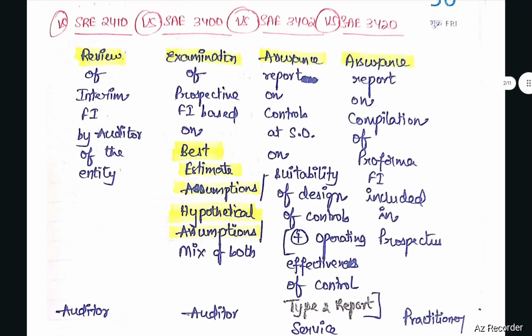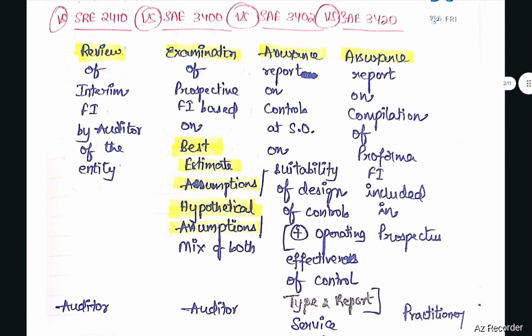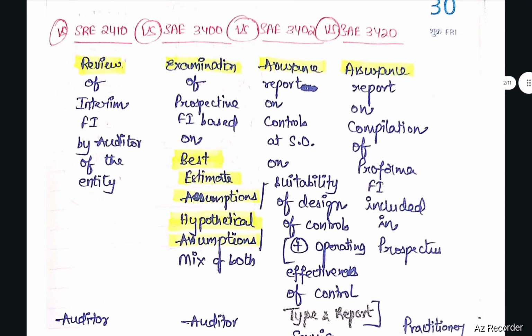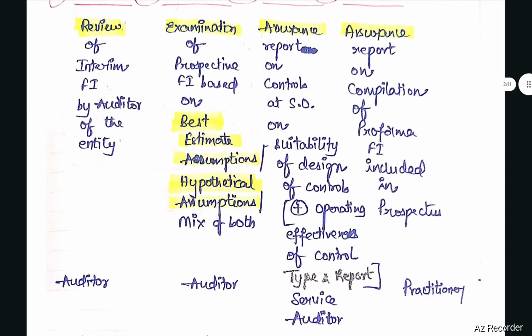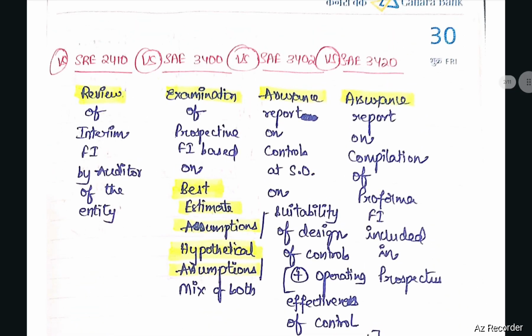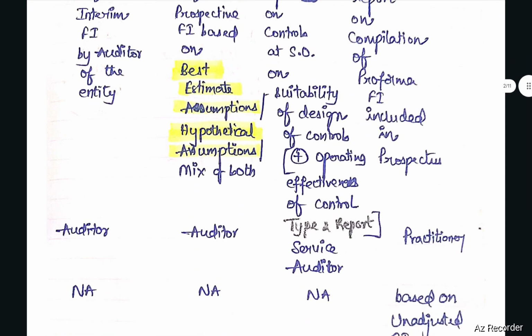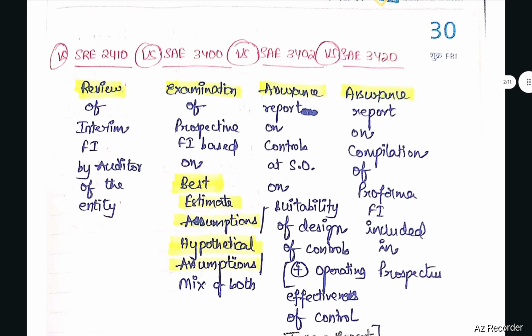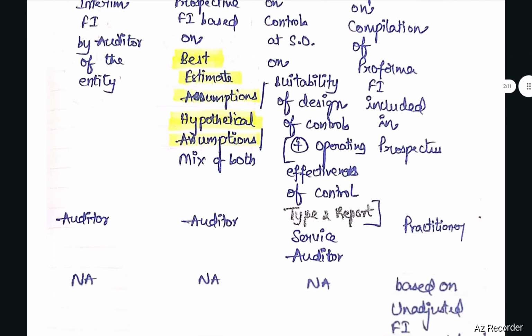Next, in case of SRE 2410, CA is referred as auditor. In case of SAE 3400, CA is referred as auditor. In case of SAE 3402, CA is referred as a service auditor. In case of SAE 3420, CA is referred as practitioner.